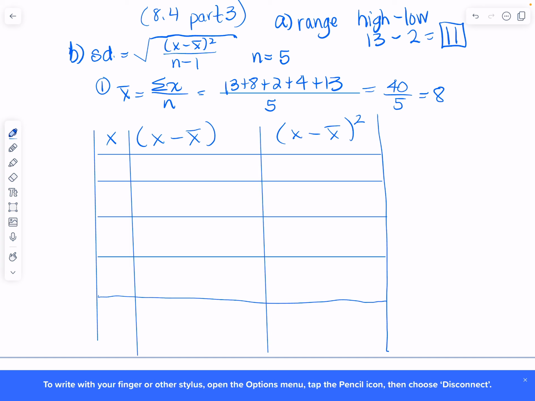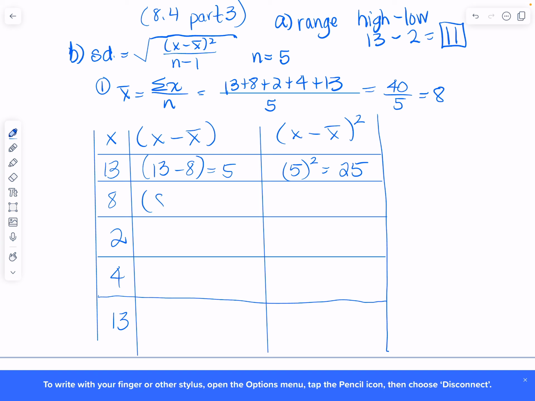Okay. All right. So I'm going to put my x values in. The first one is 13. The second one is 8, 2, 4, and 13. Okay. So the first data point is 13 minus the mean, which we found was 8. 13 minus 8 is 5. Now I'm going to take 5 and square it. And when I square 5, I get 25. Because remember, 5 squared means 5 times 5.